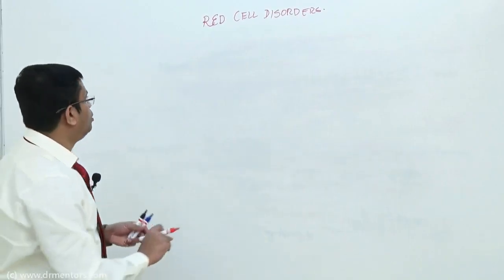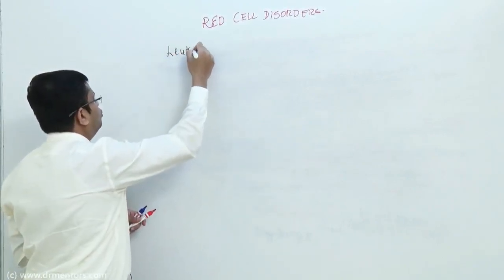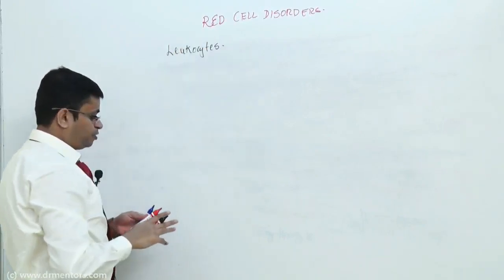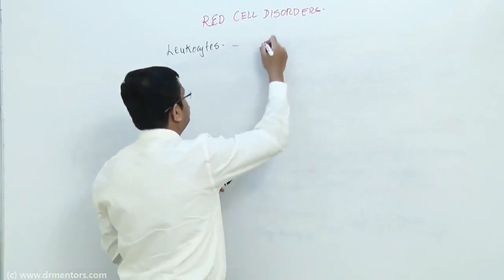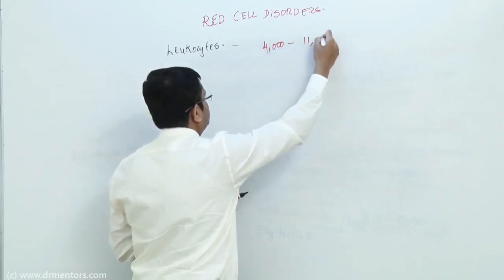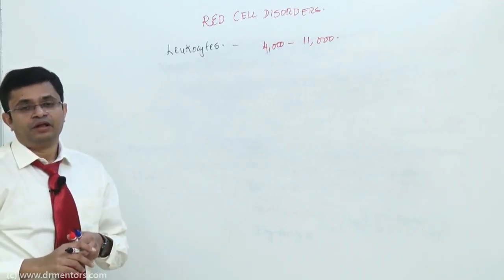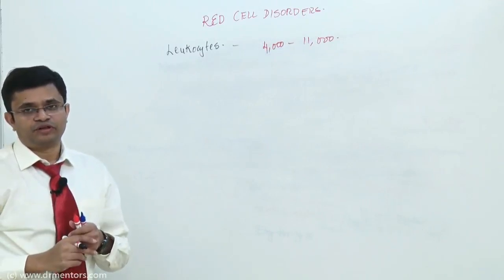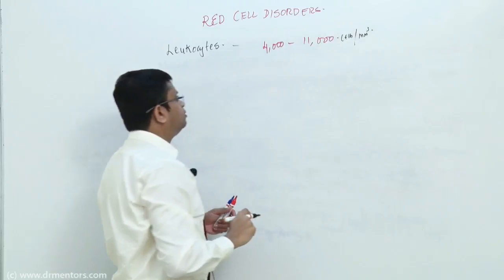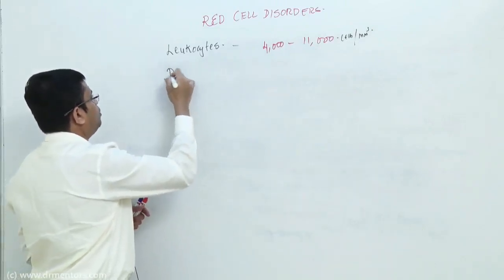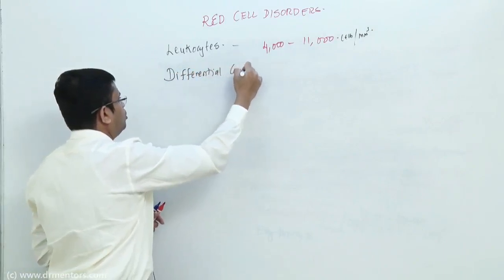Okay, now we'll go on to the next normal value: the leukocytes. As you all know, leukocytes roughly range between 4,000 to 11,000 cells per cubic millimeter. Now, if you look into these cells, what is the differential count of the leukocytes?